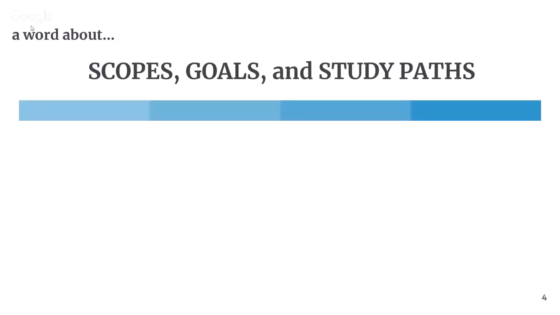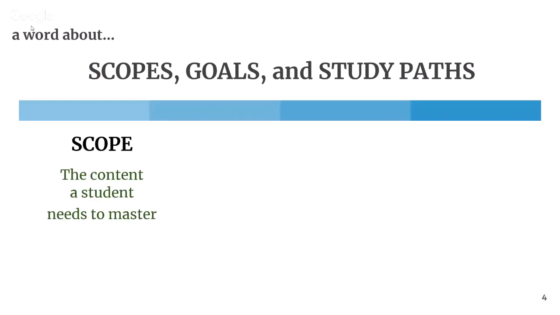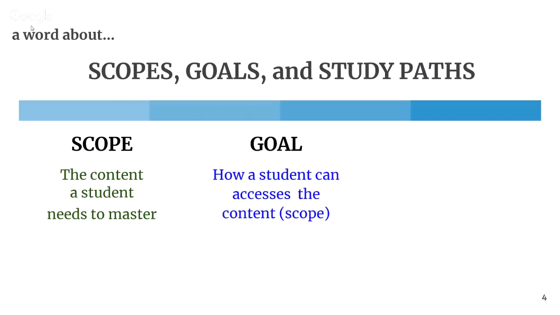Here's a little refresher about EdReady and what kind of things it details, and these are the biggest things: scopes, goals, and study paths. So what is a scope? A scope is basically the content or the skills that a student needs to master at that particular level. They're the things that they need for that NRS level or for that HSE level. The goal is how a student can access the content, or how they access those skills.